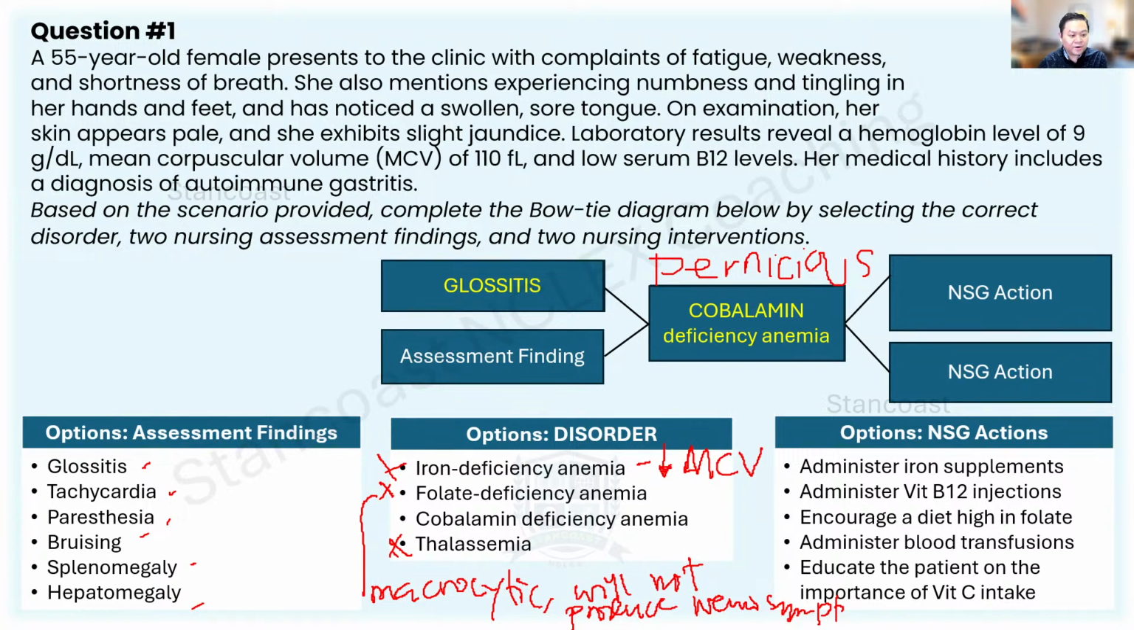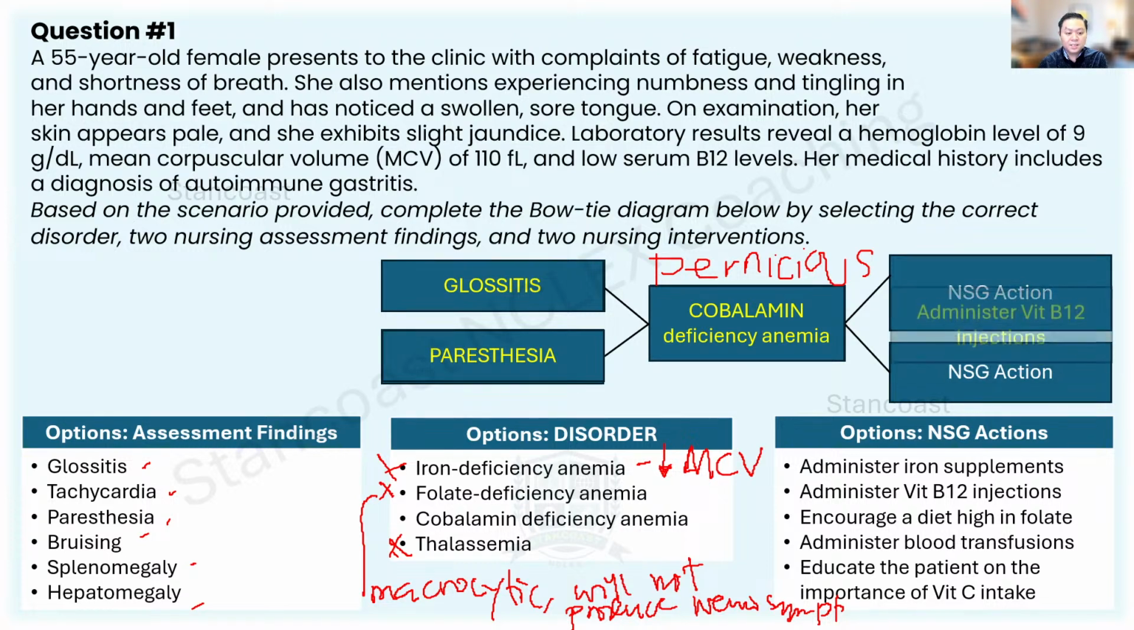And another manifestation that will support will be the paresthesia. And this is because of the involvement of the nervous system on the vitamin B12. Okay. It is supposed to be involved in the nerve function, but because of the deficiency, our patient will end up with the numbness, tingling sensation. Now, talking about the nursing action. So what are those interventions that we can do for this patient?